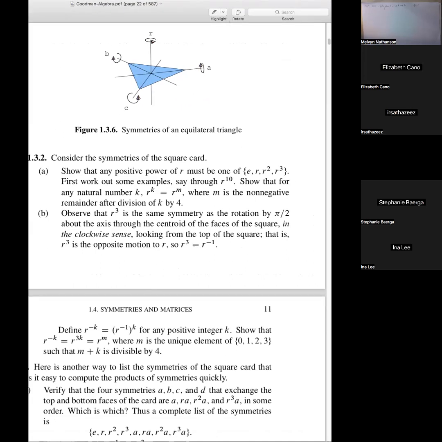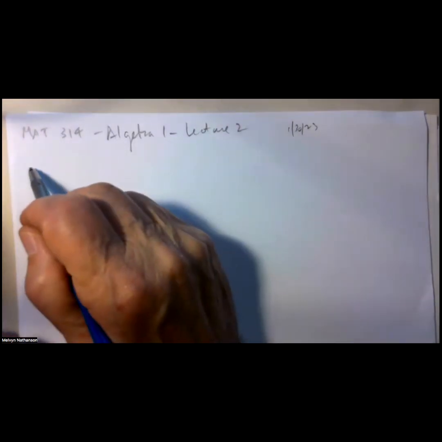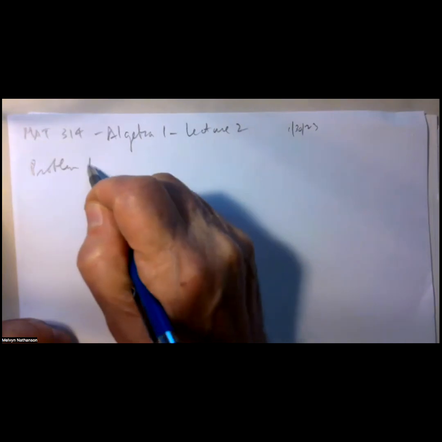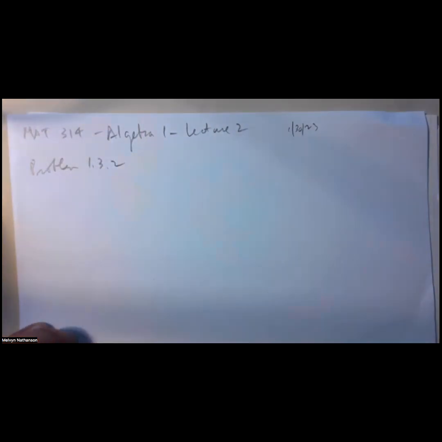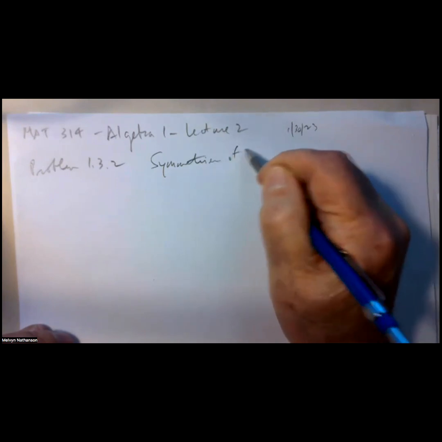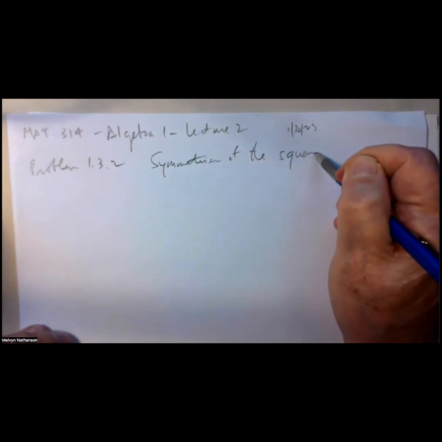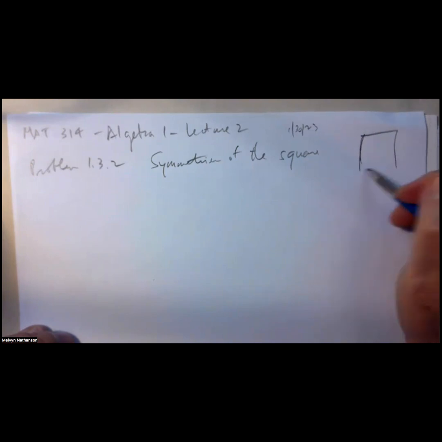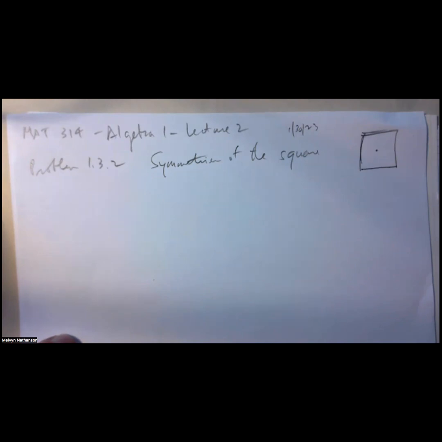So let me stop the share and try to write this down as a problem. So this is problem 1.3.2 on the symmetries of the square. So here is a square, and here is the center, which is the centroid. That's just another name for the center in this case.